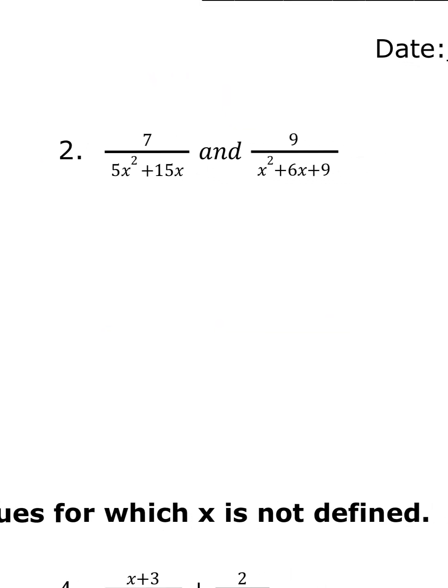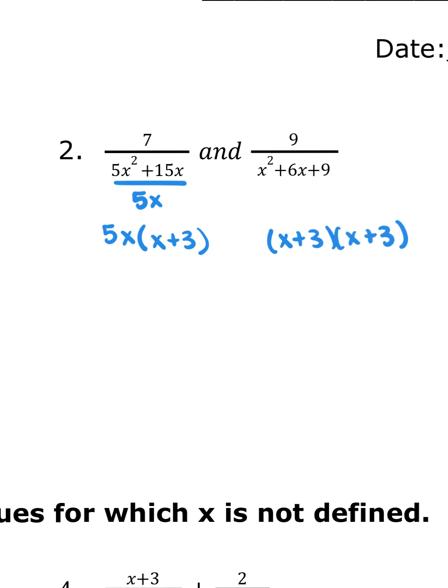This is a little bit trickier. Whenever you have something squared, you're going to have to factor it first. So I'm going to look at this one. I know that this has a GCF of 5x, so I'm going to take that out. So I'm going to have 5x out front, and I'd be left with x plus 3. If I factored the second fraction, I have x squared plus 6x plus 9. There's no GCF, so I'm just going to factor it straight into x plus 3, x plus 3, because I multiplied to 9 and added to 6.